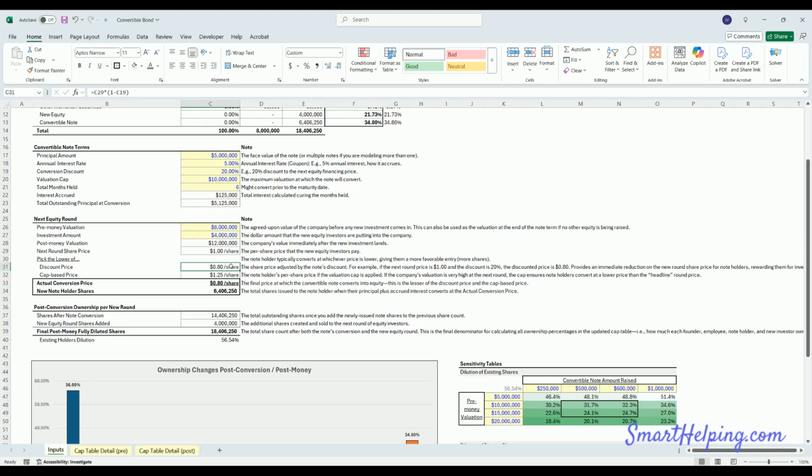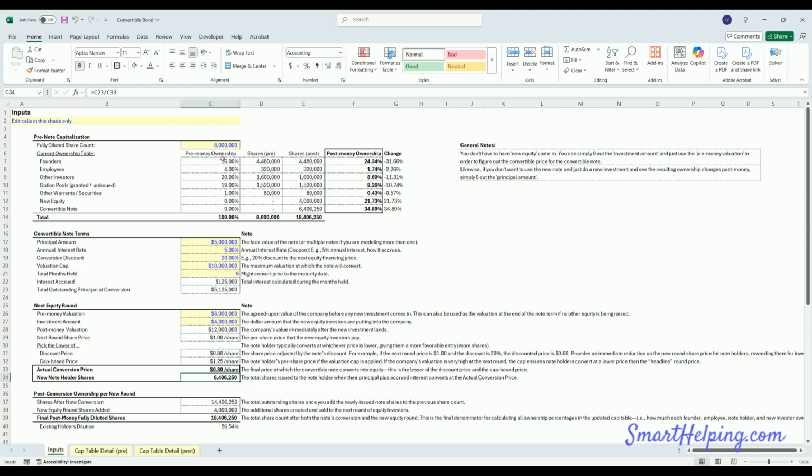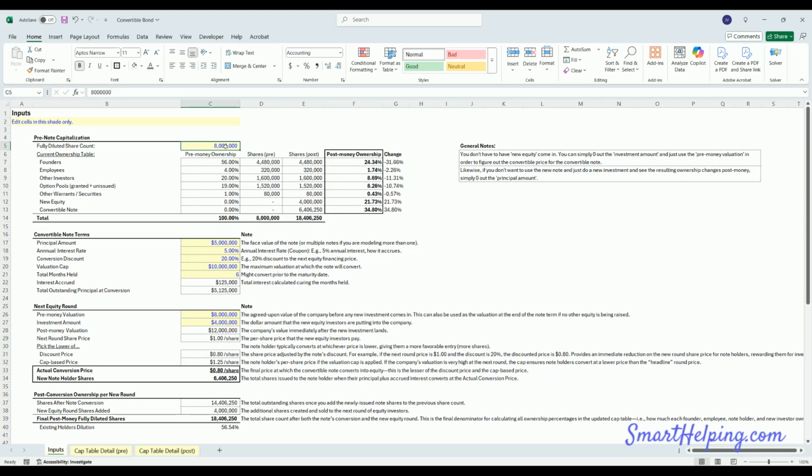So now the new note holders that gave $5 million at these terms are going to get 6.4 million shares. In this case, that's quite a big dilution. We're looking at almost 56% here of the existing ownership. They're getting diluted. The convertible note is going to get 34.8%, and the new equity is going to get 21%.